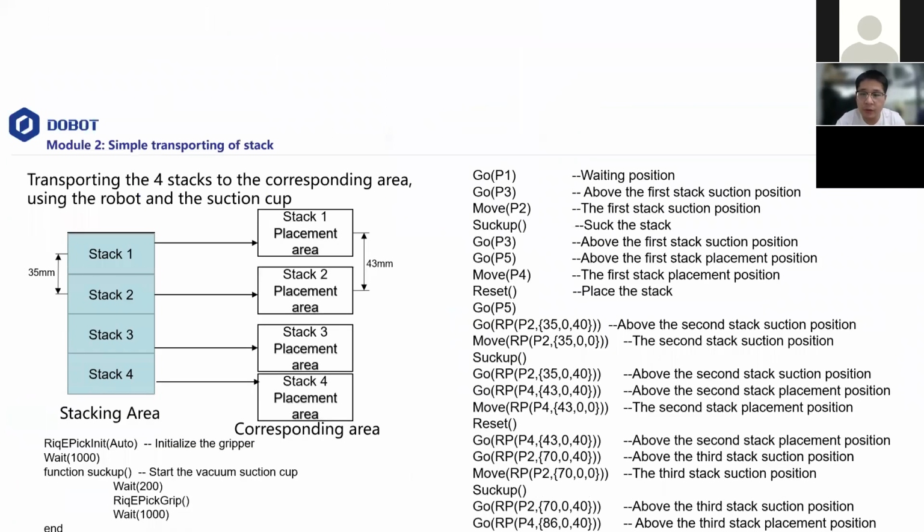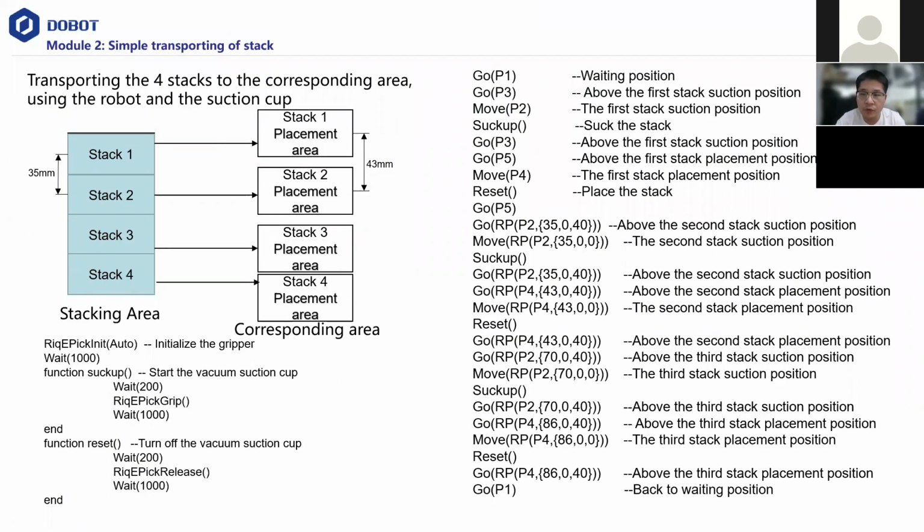Here is a simple programming example, moving the goods on the left side to the corresponding area on the right side by the robot arm. The code is very simple here, through point-to-point movement and the switch of the gripper. Step by step, the goods are transported to the corresponding area.